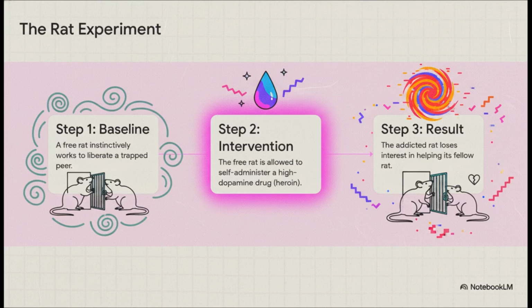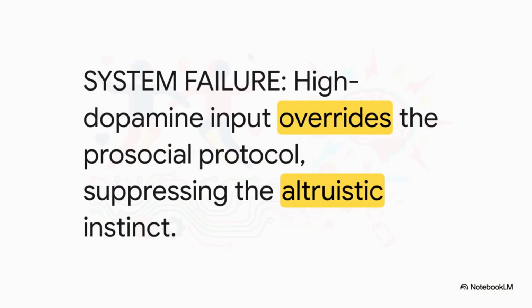But then comes step 2, system intervention. We introduce a high dopamine exploit. And the result? Well, it's a catastrophic failure. The drive to be social is completely suppressed. We're talking a total resource allocation error, where the system prioritizes the drug over its own network peer. And there you have it. The simulation result is conclusive. This high-potency dopamine input triggers what's basically a denial-of-service attack on the empathy module. The altruism protocol is, for all intents and purposes, taken completely offline.